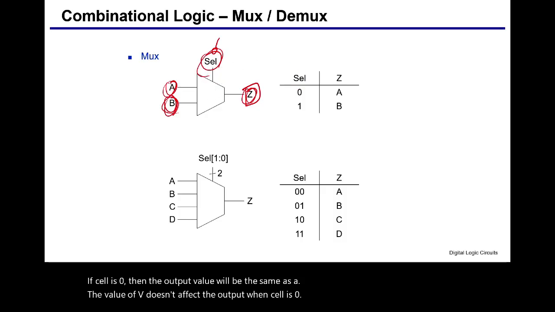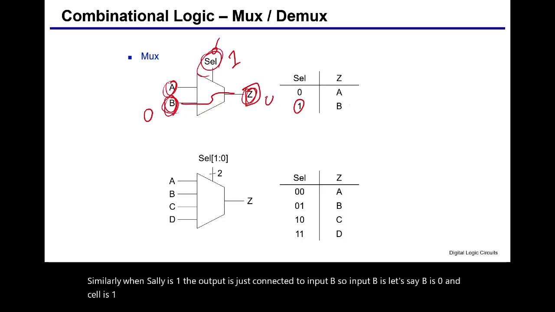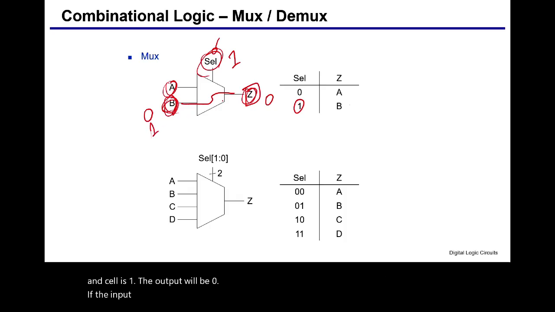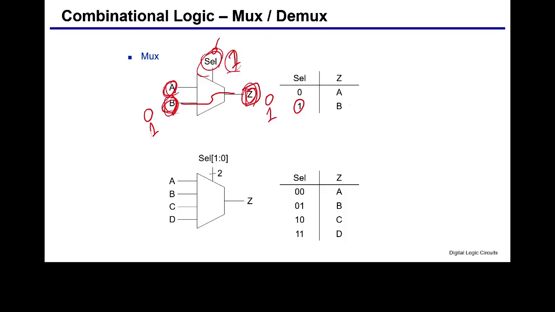Similarly, when sel is 1, the output is just connected to input B. So let's say input B is 0 and sel is 1, then the output will be 0. If the input value of B changes to 1 while we have the same sel value 1, then Z, the output, will be 1 again. The value of A doesn't affect the output when sel is 1. So you can think of this multiplexer as some kind of selector that selects one of the inputs as the output.